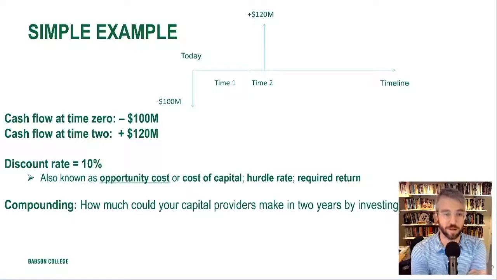So let's go back to our simple example. Suppose that a $100 million investment initially turns into a $120 million benefit 2 years later. And suppose further that the discount rate is 10%.